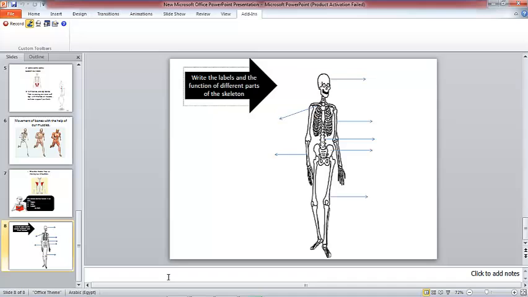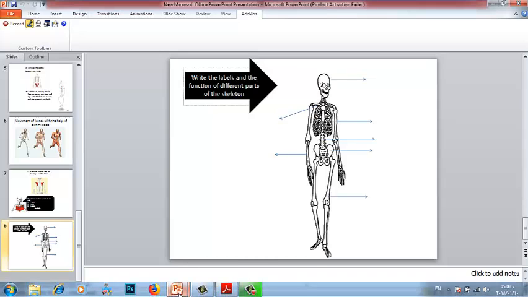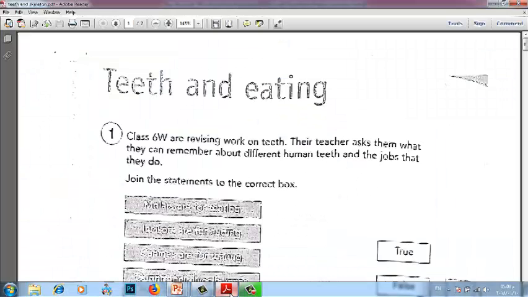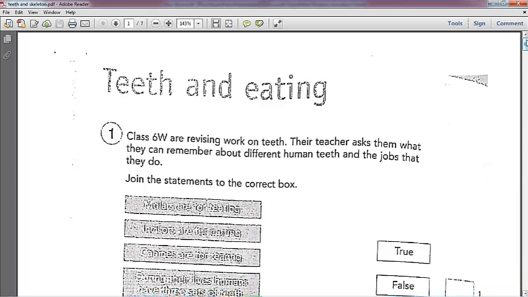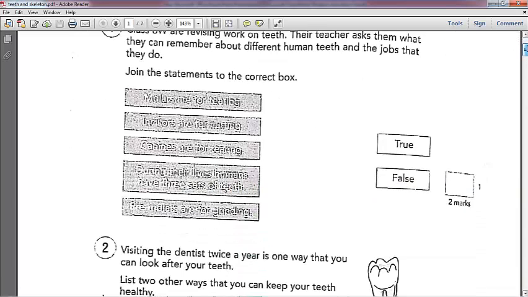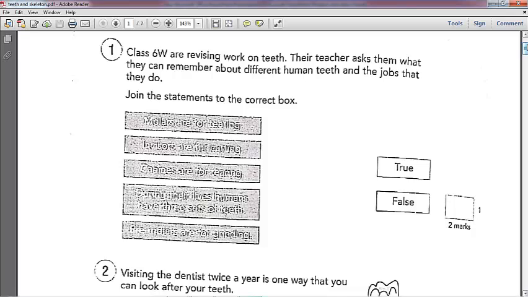Now it's time to answer some important sheets about teeth and skeleton. Class 6W are revising work on teeth. Their teacher asked them what they can remember about different human teeth and the job that they do. Join the statement to the correct box. We have true and false.